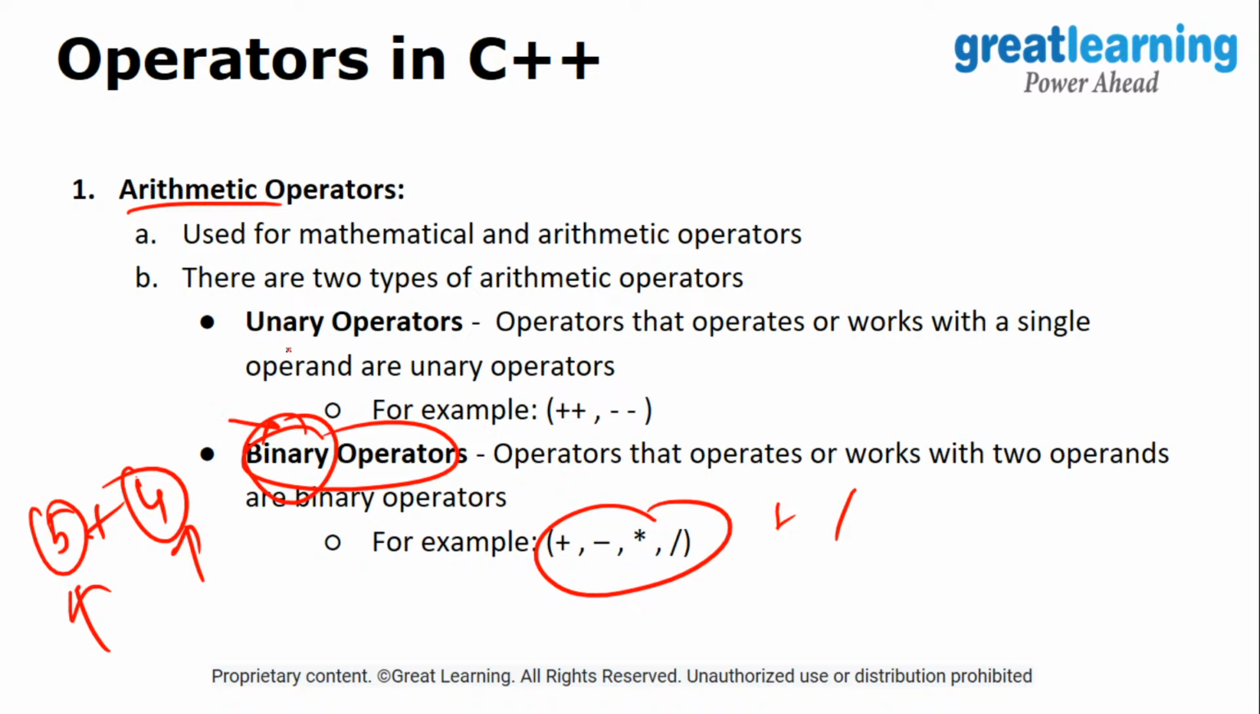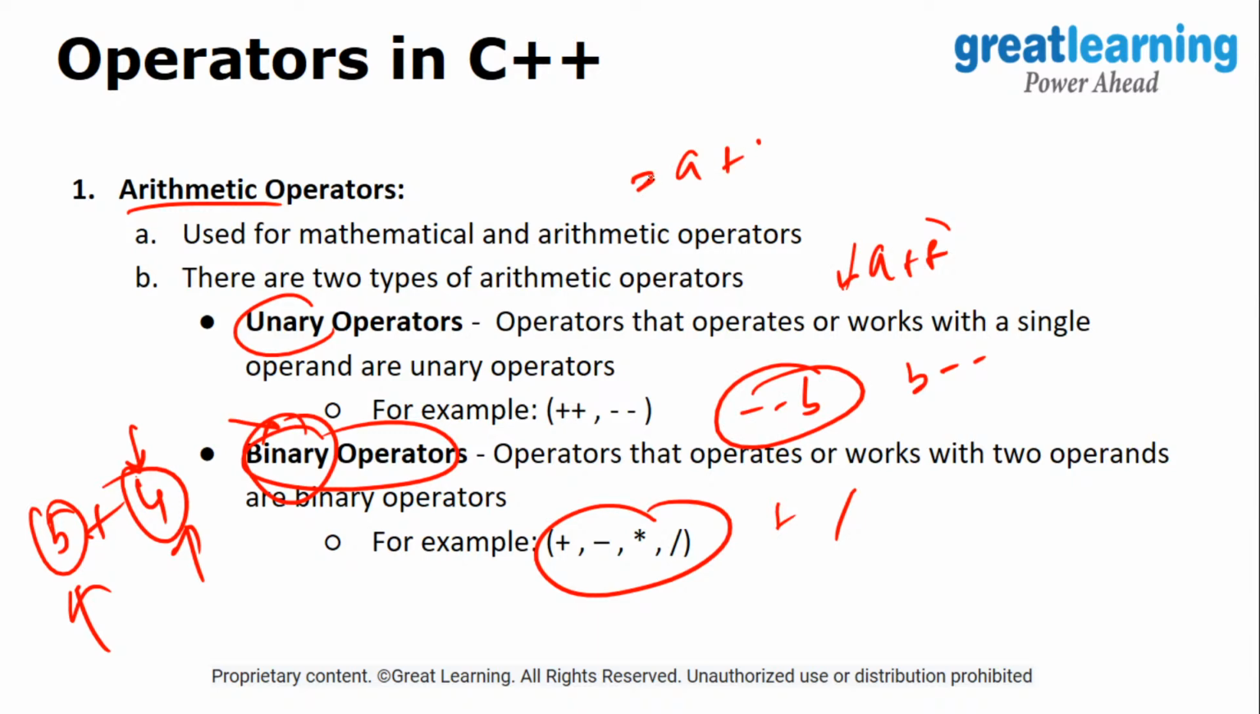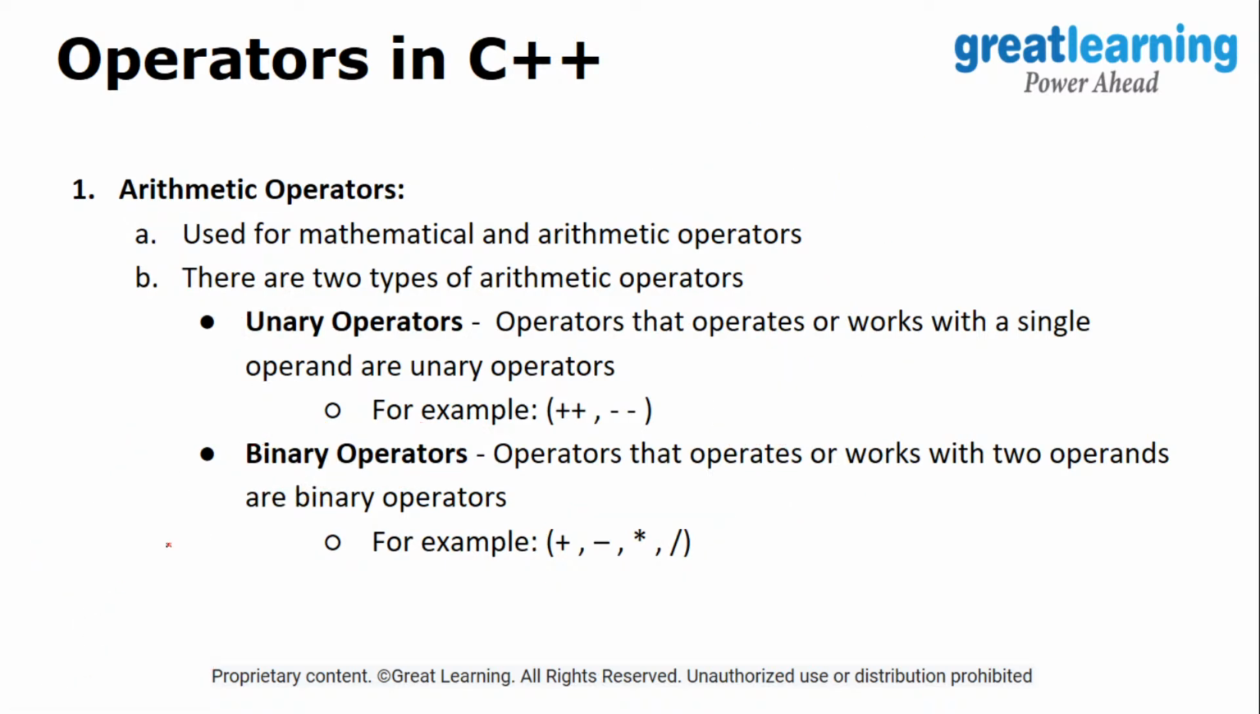Now, some operators do not require another operand. Those are called unary operators. Suppose you have a plus plus, or b minus minus, or minus minus b. Internally you're doing the same thing, a equal to a plus 1. This is post increment, or this is pre decrement. So these are your unary operators. It does not require a second operand, it works on a single operand. Similarly, the others work on two operands, which is why they are known as binary operators.